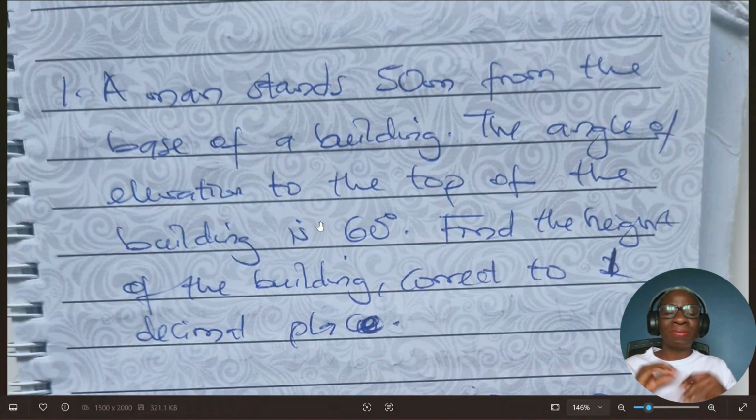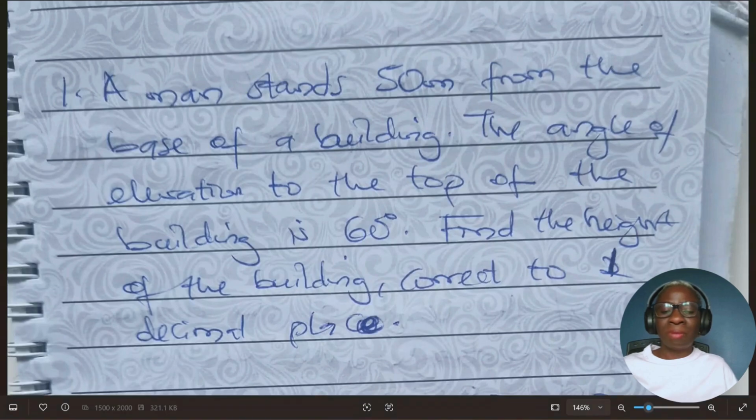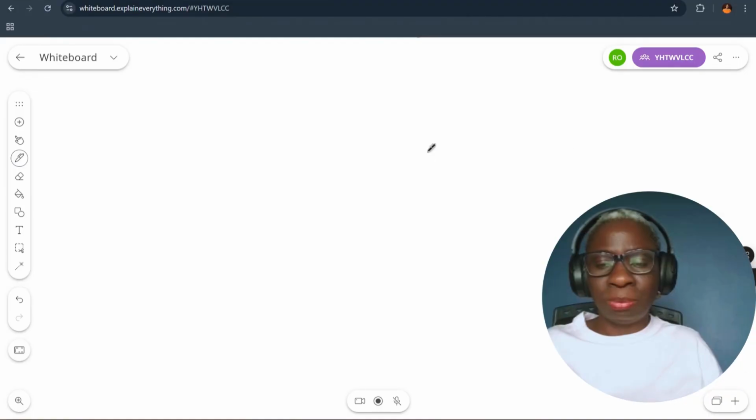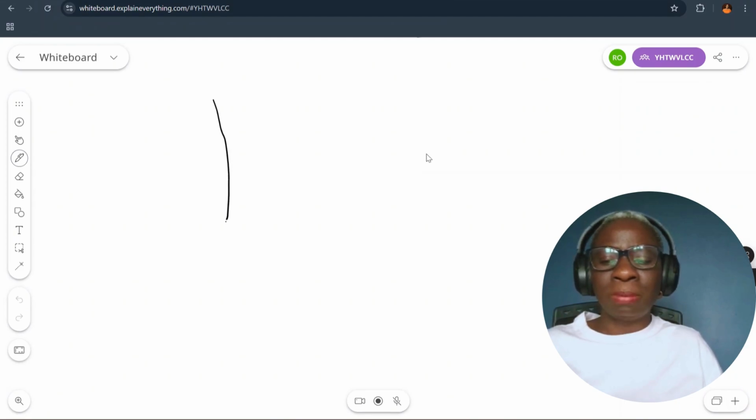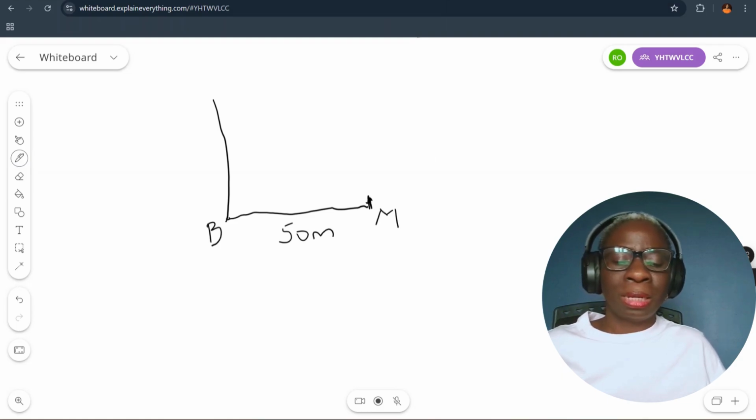A man stands 50 meters from the base of a building. So let's first interpret the question. It says a man stands 50 meters from the base of a building. Let's say this is the building and this is the base of the building. Then the man is standing 50 meters from the base. This is the man. Then let's continue.